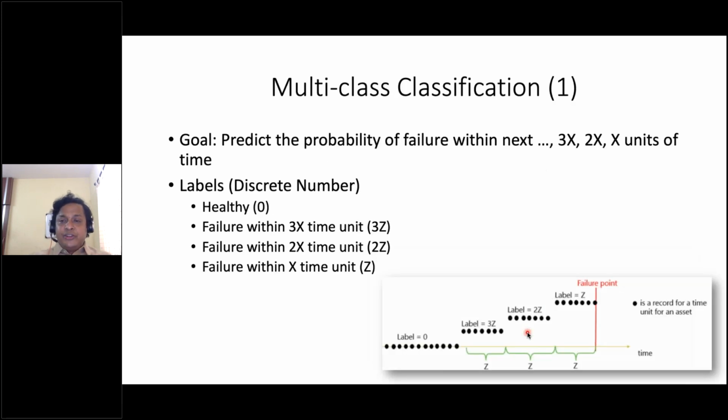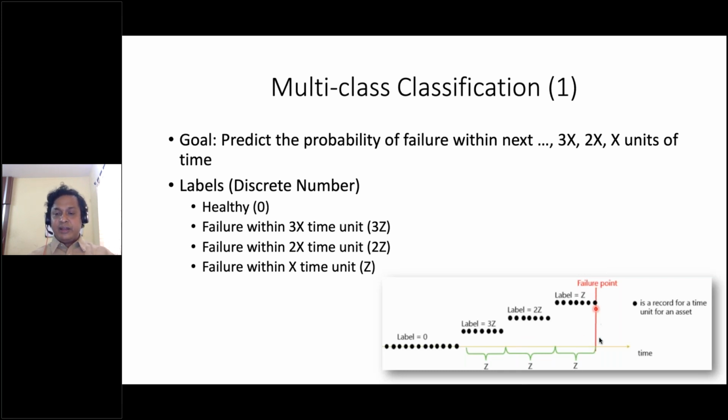The third one, which is probably the one being used most, is the multi-class classification approach. In multi-class classification, we have multiple buckets, and the problem statement will look like this: predict the probability of failure of an equipment within the next 3 weeks, or 2 weeks, or 1 week. These numbers, 3 to 1, are just examples. I'm just giving an example.